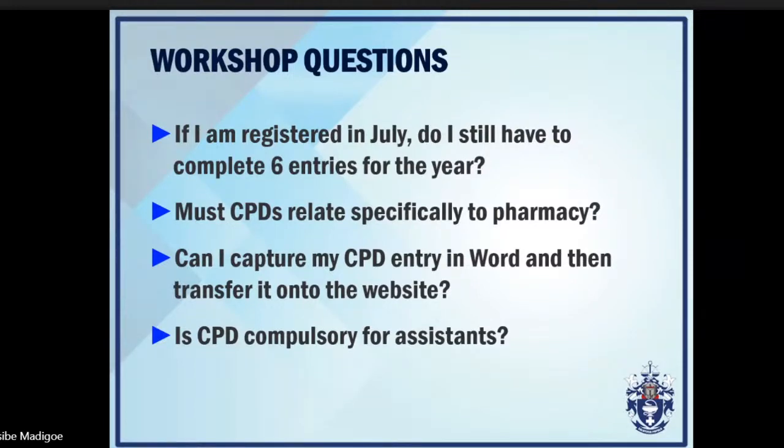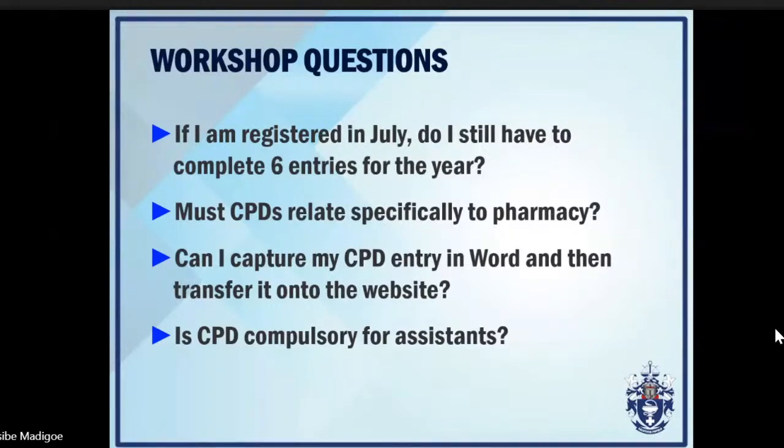Must CPD relate specifically to pharmacy? On this one, I'll say please familiarize yourself with the competency standards and make sure that the CPD activities you do are related to the competency standards. In the competency standards, council made sure that they encompass all the categories of pharmacy to make sure that the standards suit everyone.